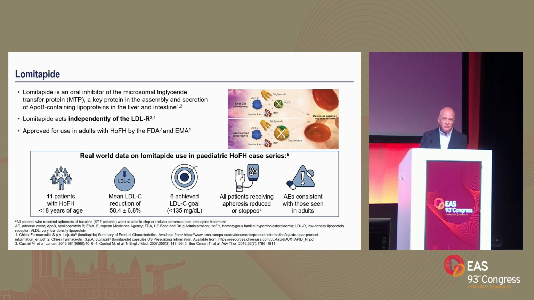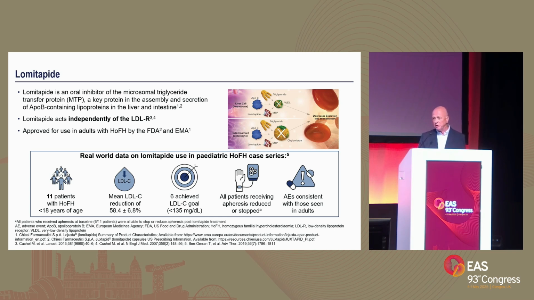One of them is lomitapide. Lomitapide is a small molecule that blocks the MTP. MTP is the protein that puts together lipids and ApoB100 in the liver producing VLDL, or ApoB48 plus lipids in the intestine producing chylomicrons. The drug has been approved already for the use in adults with homozygous FH by the FDA and EMA. And the only idea of its action on pediatric population was a publication that we did several years ago, collecting 11 patients that were treated with lomitapide.